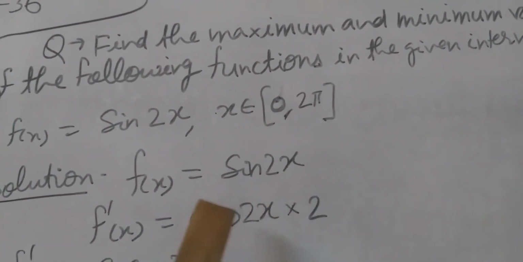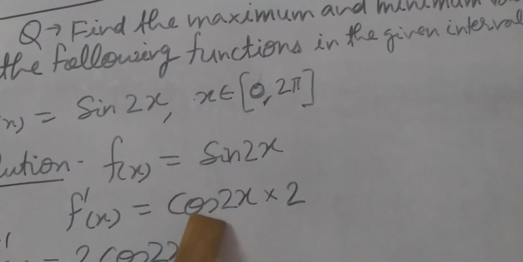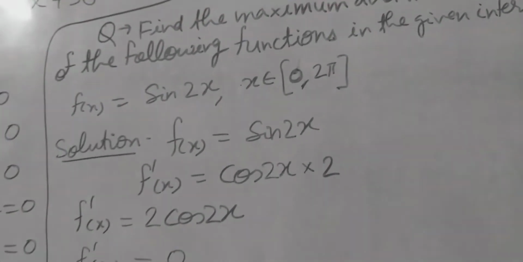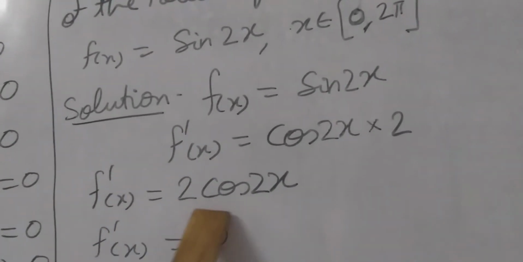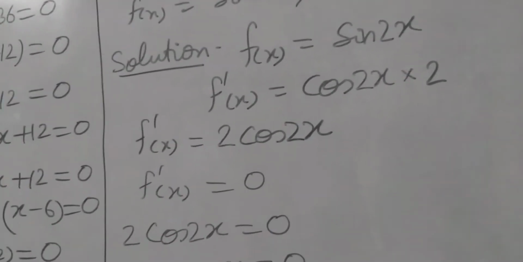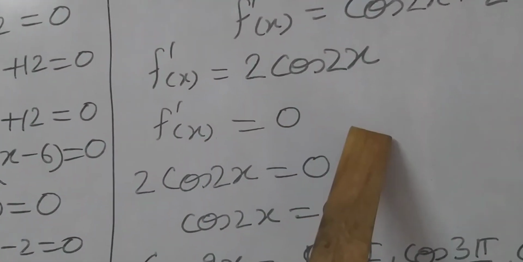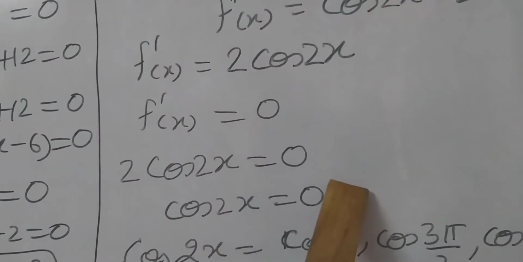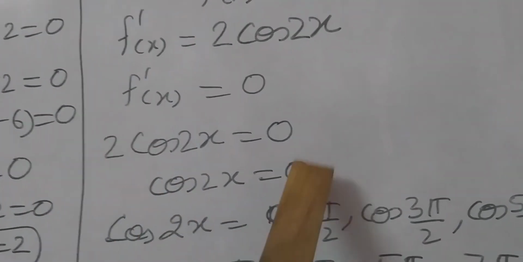f(x) equals sin 2x, its derivative is cos 2x into 2. So f'(x) equals 2 cos 2x. So f'(x) equals 0, so 2 cos 2x equals 0. Cos 2x equals 0.